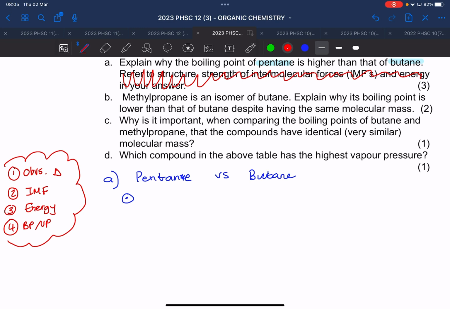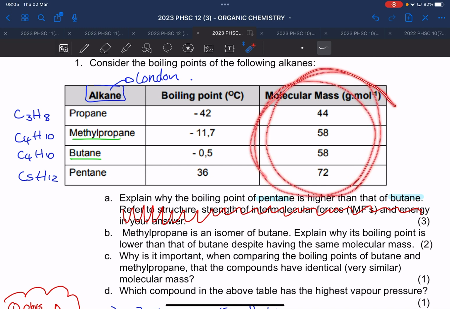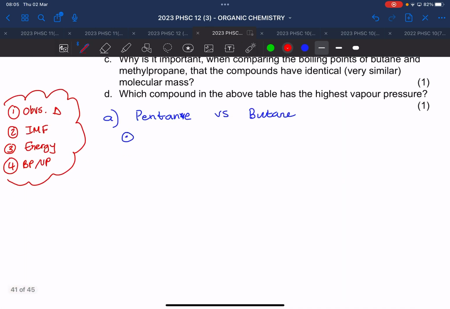Now, why in this specific one do we want to mention molar mass? If you look there at the table at the top, all the way on the right, they give you the molar mass. So that is why we are going to refer to molar mass, because they give it to us. If we compare butane and pentane, you see that pentane has a bigger molar mass than butane. So that's the first bullet point that you are going to write.